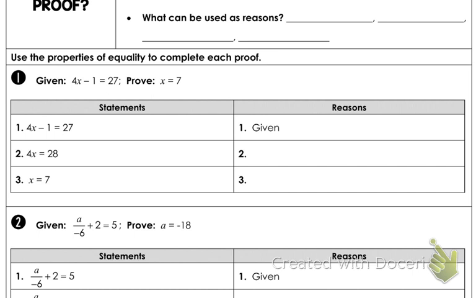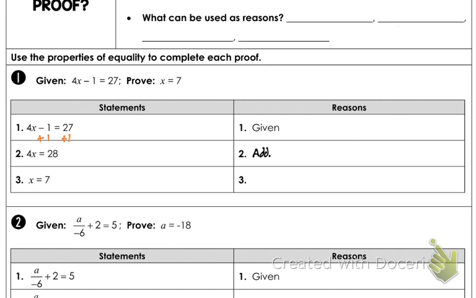Our next step is, how did I get from step 1 to step 2? Don't shout it out. Just look at it. Look at it. How did I get from step 1 to step 2? Now, I'm going to add one more thing to that. We're going to say it's the addition property, and we're going to add one more thing to it.